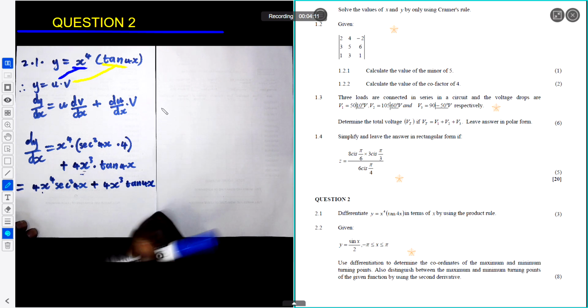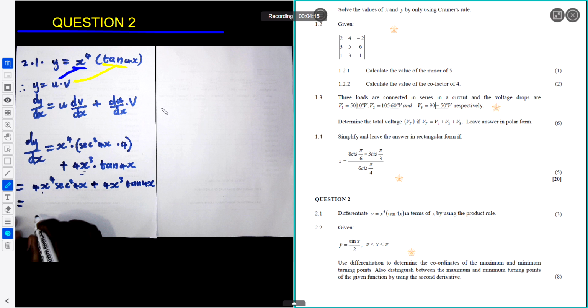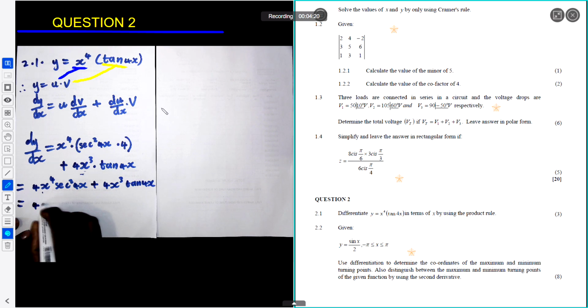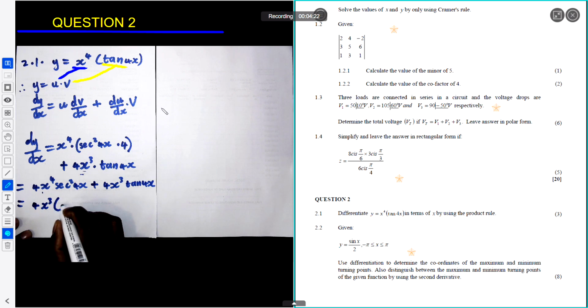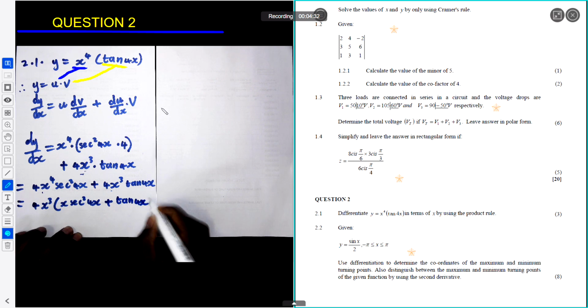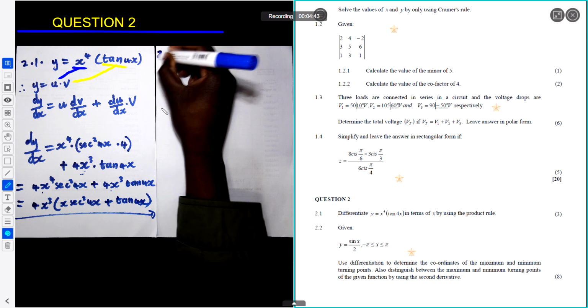From there you can get the full mark, but if you wanted to express it in simplest form, we can take out the common factor of 4x cubed. We'll be left with x sec squared 4x plus tan 4x, and close the bracket. Therefore, that will be the solution for 2.1.